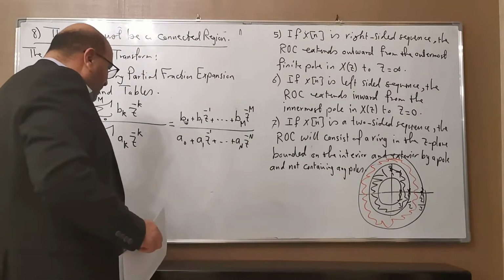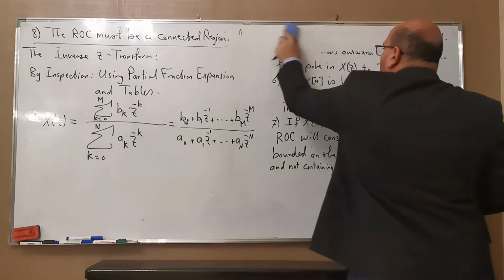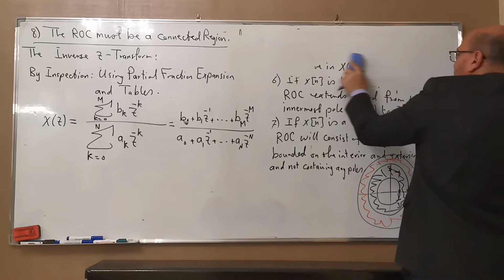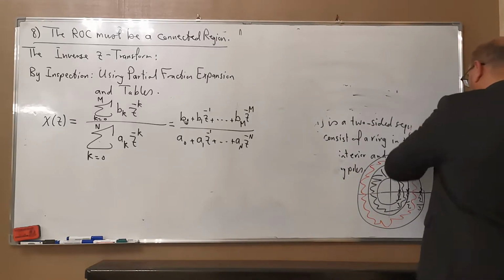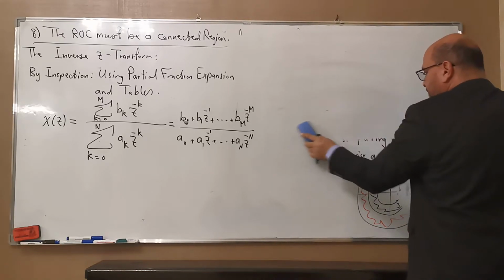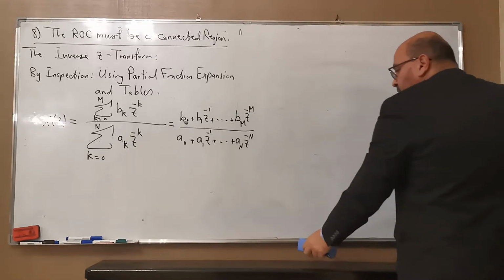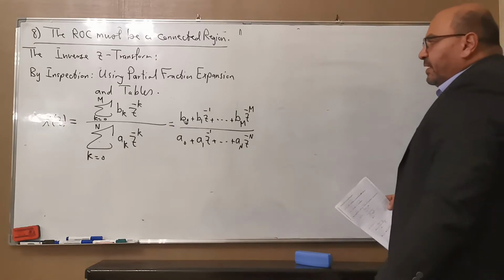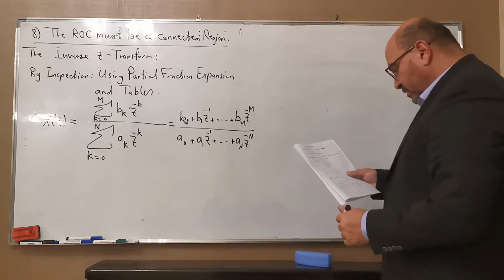So we have a rational polynomial of z, and we would like to do the inverse by table lookup, a lookup table. We have to have a lookup table. Look at the table and go by inspection and find the inverse of the z transform.